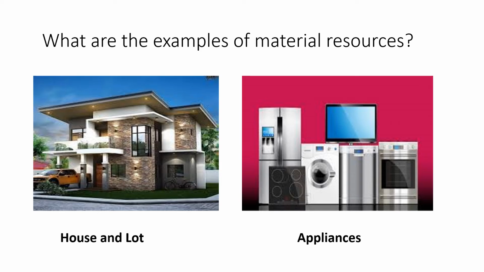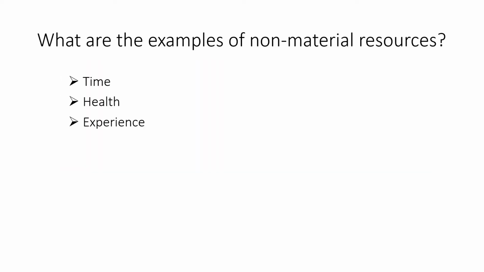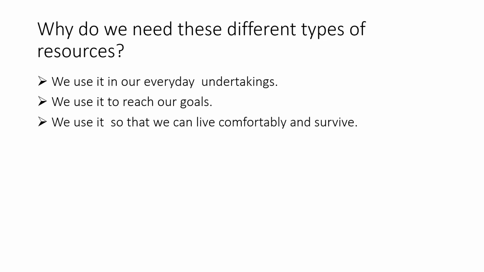What are the examples of material resources? House and lot, appliances, money, and jewelries. What are the examples of non-material resources? First one, time. Another one, health and experience.